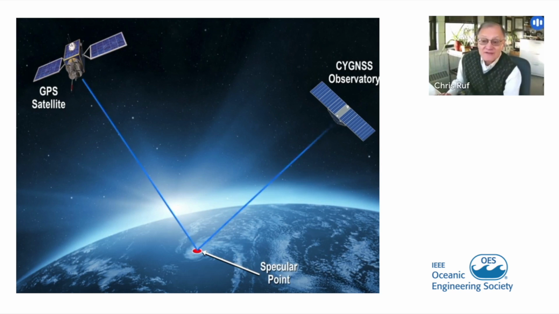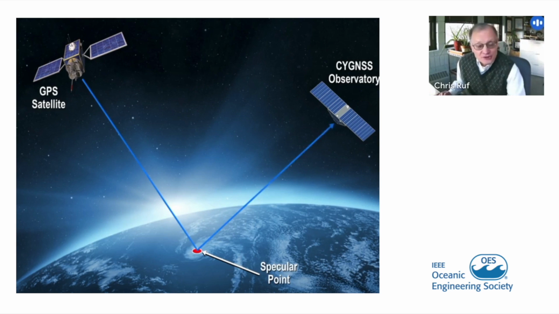And they're modified in a way that allows us to measure the GPS signal after it reflects off of the Earth's surface. And when it measures the reflected signal, it can calculate exactly how the surface distorts the signal. And that's how we get information about the surface properties.